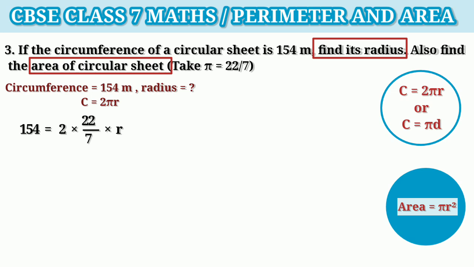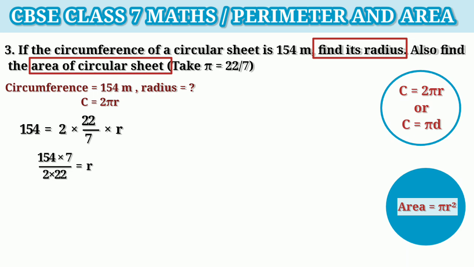In this sum we have to find the value of r, the radius. So we will keep it alone on the right side and we will take the numbers with it to the left side. When we take these numbers to the left side, 7 in the denominator will go and get multiplied with the numerator, and 2 and 22 will become the denominator. Now we have 154 into 7 by 2 into 22 equals r.